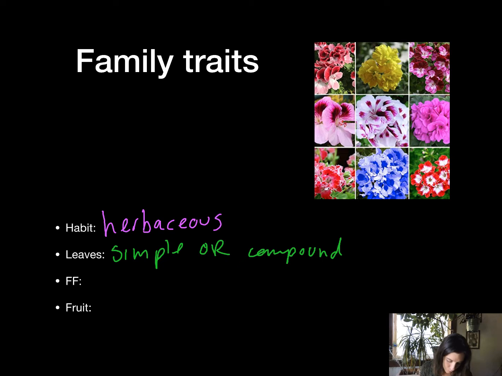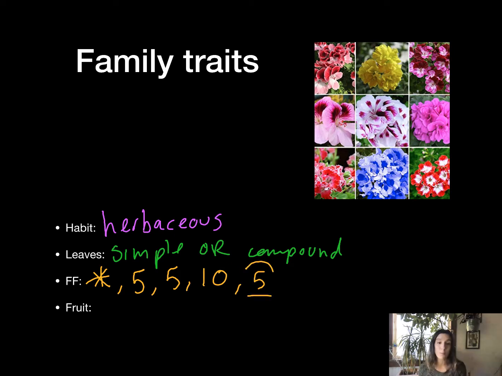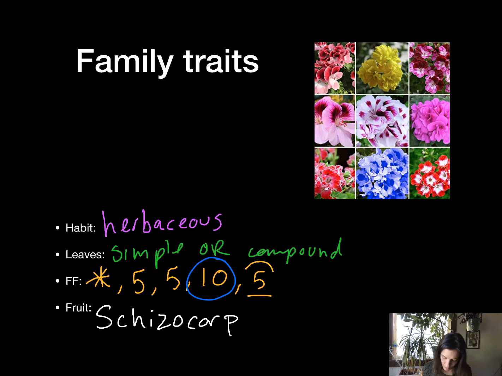The floral formula, they're almost always actinomorphic. They're going to have 5 sepals, 5 petals, 10 stamens, and 5 fused carpels of a superior ovary. But we're going to have to come back. There's something fancy about the androecium and at least one of your required genera. The fruit is a new one. It's called a schizocarp. What the heck is a schizocarp? Well, let me show you on the next slide.